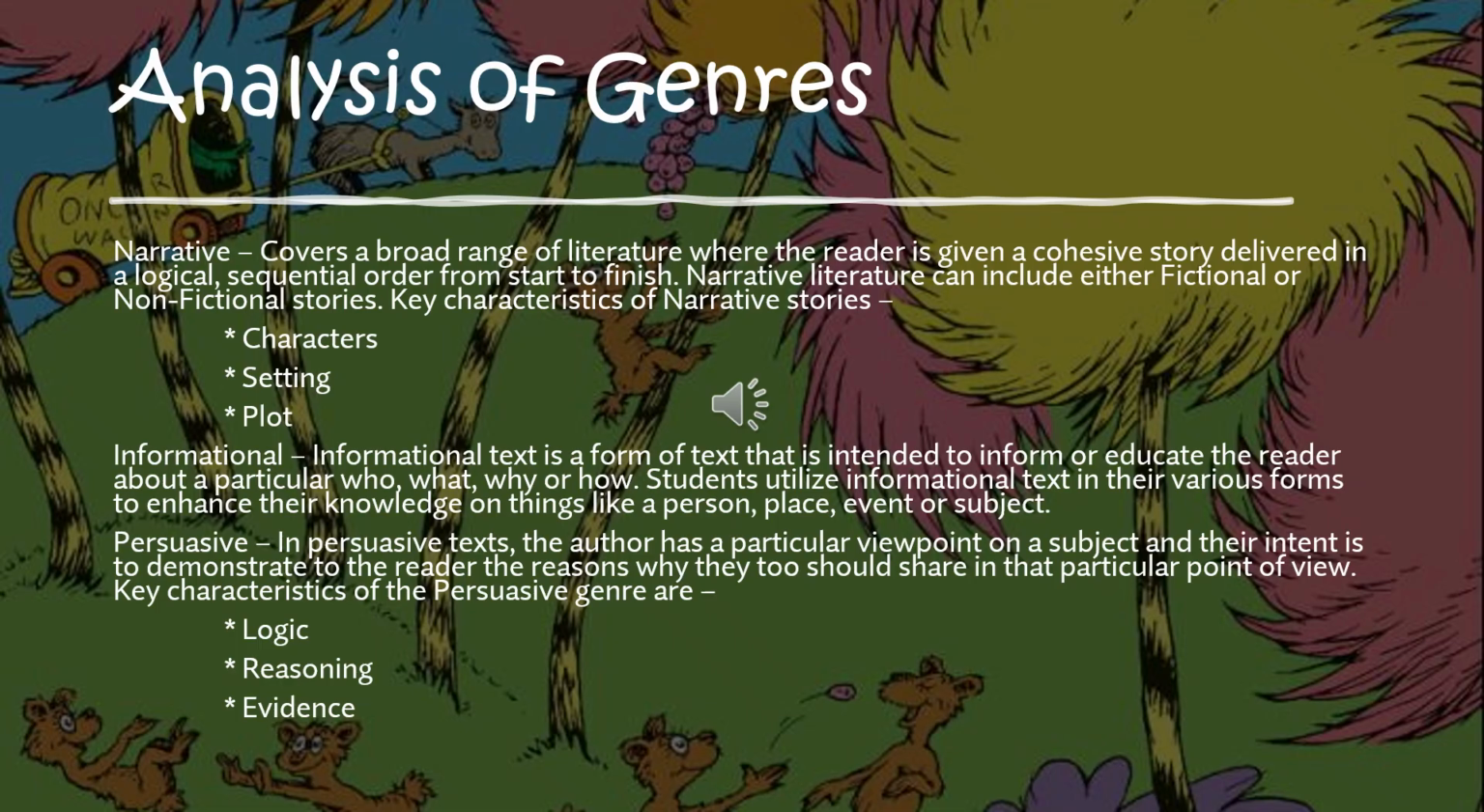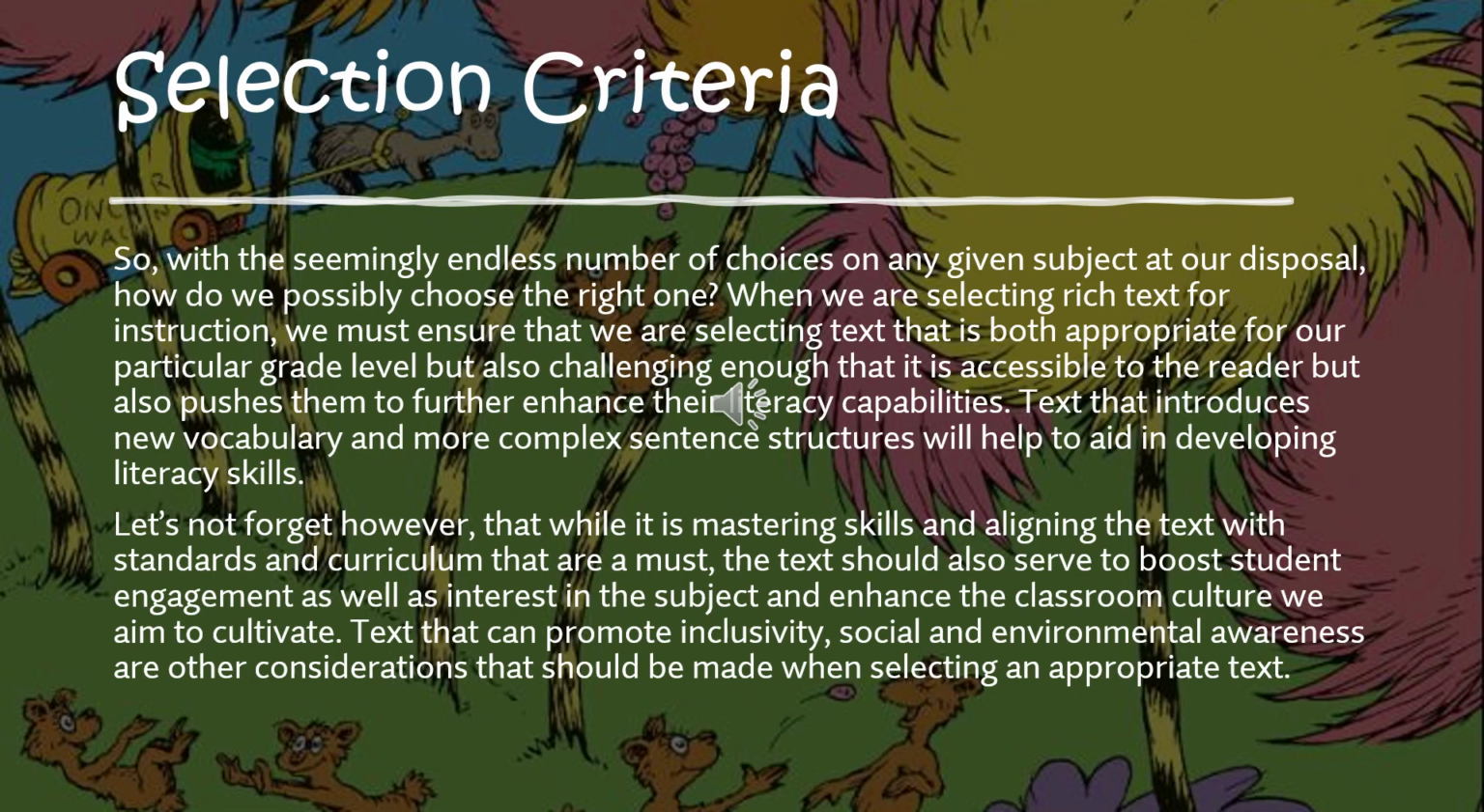In persuasive text, the author has a particular viewpoint on a subject, and their intent is to demonstrate to the reader the reasons why they too should share in that particular point of view. Key characteristics of persuasive genre are logic, reasoning, and evidence.